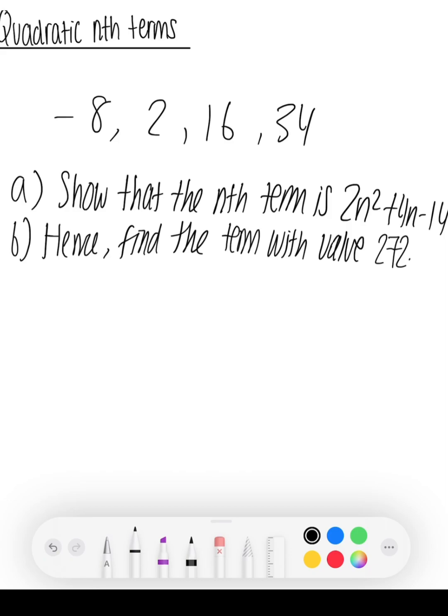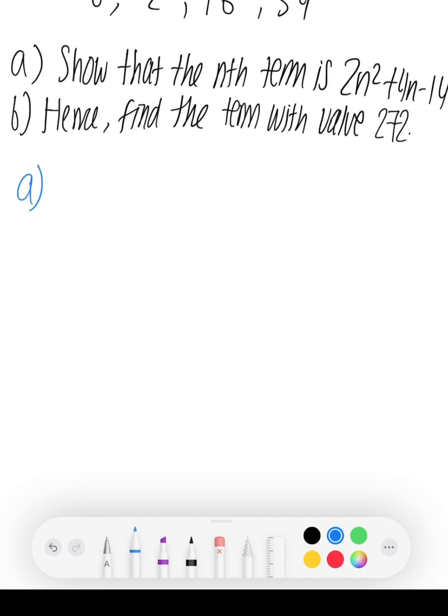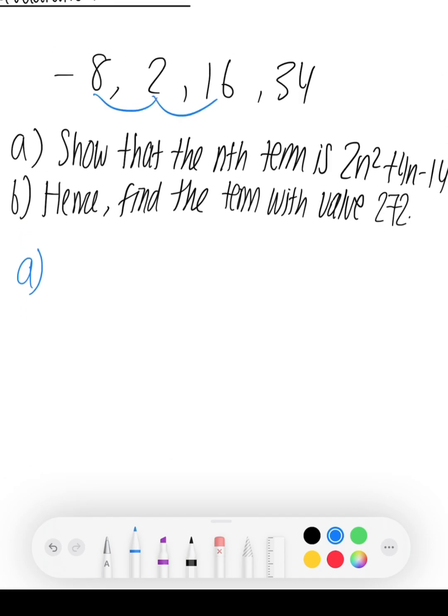So we've got the terms negative 8, 2, 16 and 34. The first part will be to show that the nth term is 2n squared plus 4n subtract 14. So let's take a look at this. We're just going to look at the same principle, so we've got to look at a common difference. Now the difference between negative 8 and 2 will be 10. The difference between 2 and 16 will be 14. And the difference between the 16 and the 34 will be 18.